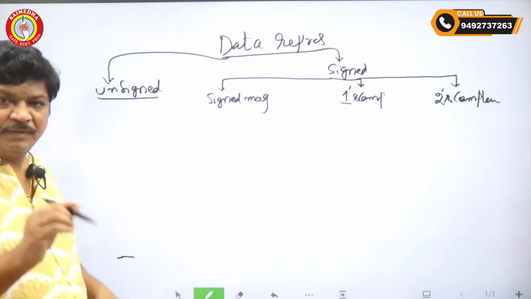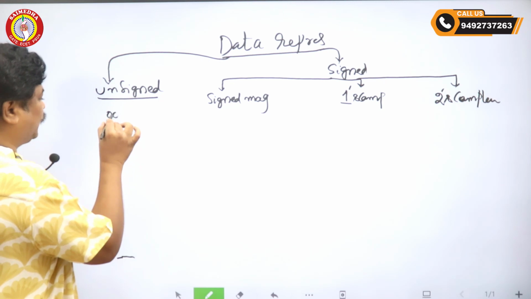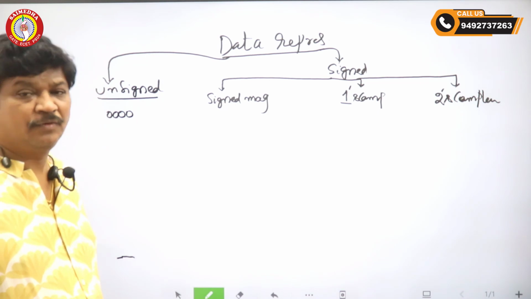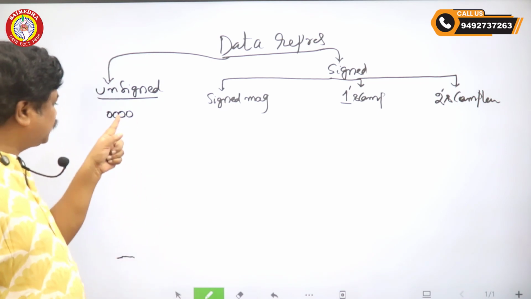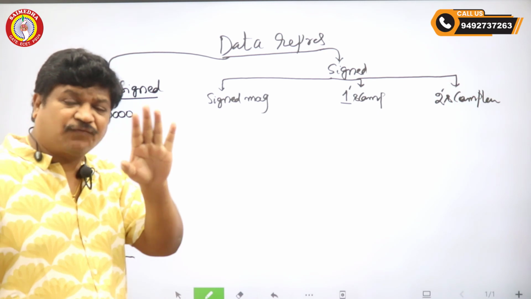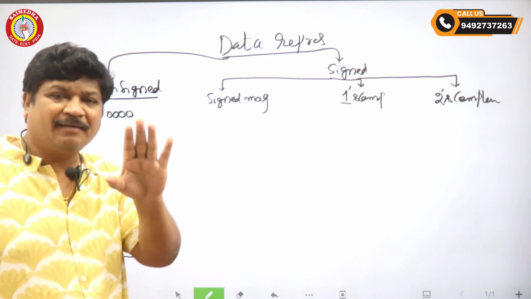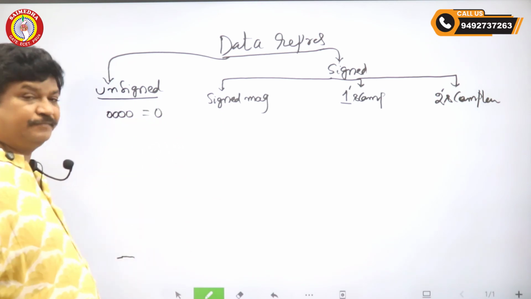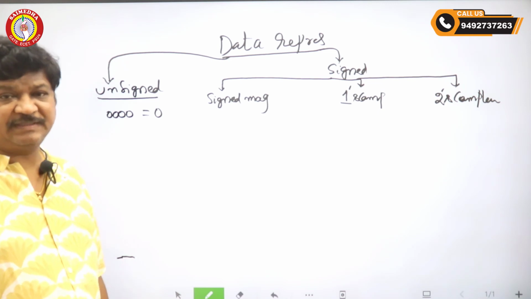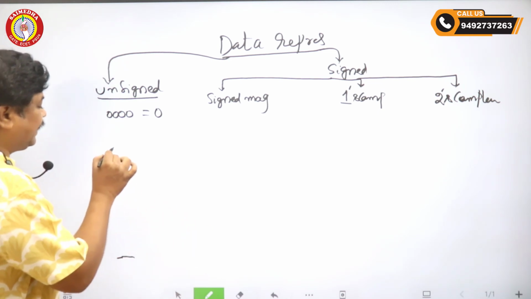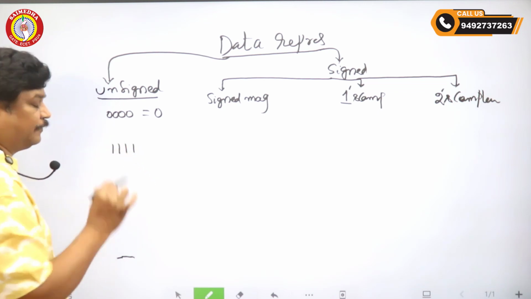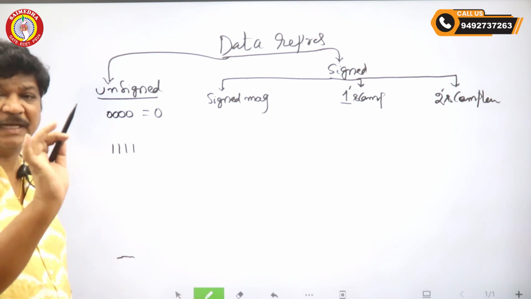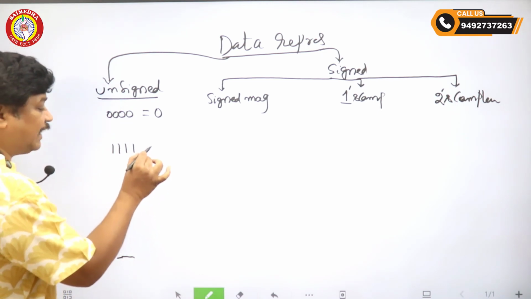Example, see 0, 0, 0, 0. How many bits are here? 4 bits are there: 1, 2, 3, 4. All these 4 bits will give magnitude only. No sign bit. What is its value? 0 is the value. Now if I take 1, 1, 1, 1, all the bits are magnitude. No sign bit is here.